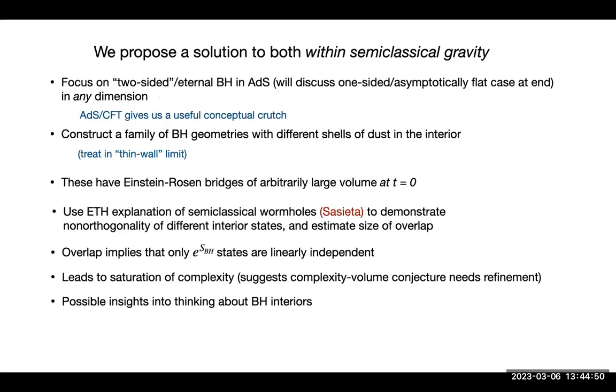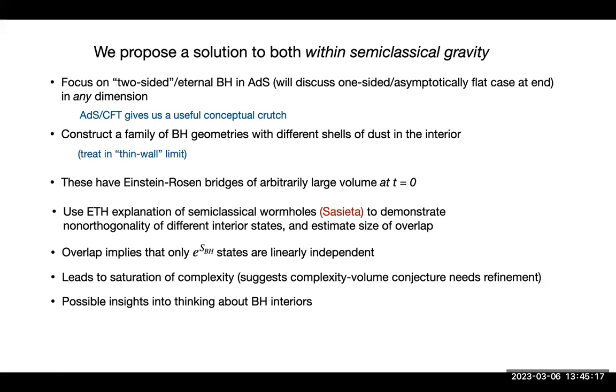So what we propose is a solution to both, or an explanation of both, within semiclassical gravity. Perhaps a sharper way to say that is that semiclassical gravity contains within it information that indeed the dimension is finite. It's e to the S black hole, and that the complexity-volume ratio will saturate in some way, precisely where it should.